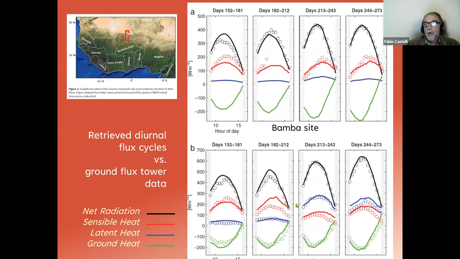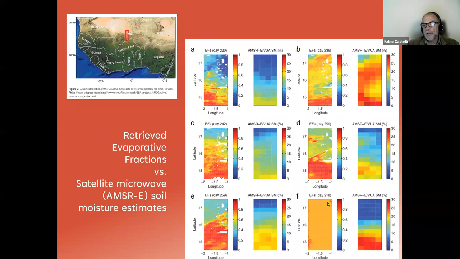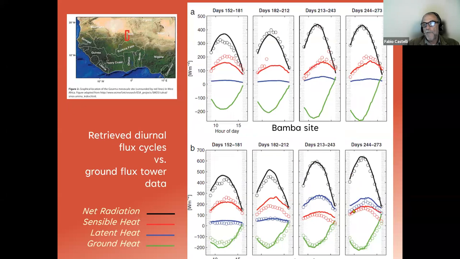Notice here, coherent with these changes in amount of moisture and vegetation activity, how you have a sudden switch from a dry regime where most of the dissipated energy is in the form of sensible heat flux to this moist regime where most of the dissipated energy is in terms of latent heat flux, okay? Very coherently with what is measured at the ground.